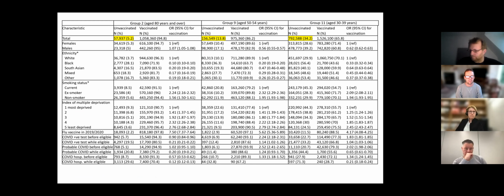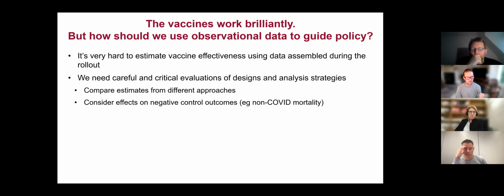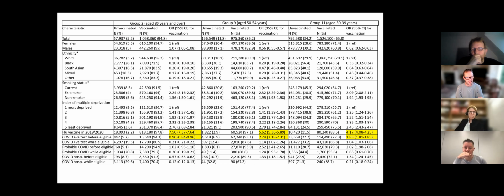Firstly, it's a very small proportion of the older people who remain unvaccinated, and the confounding is pretty clearly even bigger. So hugely, Black and South Asian people are much less likely to be vaccinated. People with prior flu vaccination are much more likely to be vaccinated. And actually the COVID test went the other way. So in the 50 to 54-year-olds and 39-year-olds, people with a positive COVID test before eligibility were much more likely to get vaccinated.